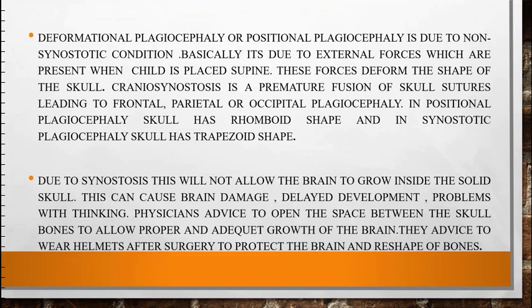Craniosynostosis is a premature fusion of the skull sutures, leading to frontal, parietal, or occipital plagiocephaly. In positional plagiocephaly, the skull has a rhomboid shape, and in synostotic plagiocephaly, the skull has a trapezoid shape. Due to synostosis, the brain is not allowed to grow inside the solid skull. This can cause brain damage, delayed development, and problems with thinking. Physicians advise to open the space between the skull bones to allow proper and adequate growth of the brain. They advise wearing helmets after surgery to protect the brain and reshape the bone.